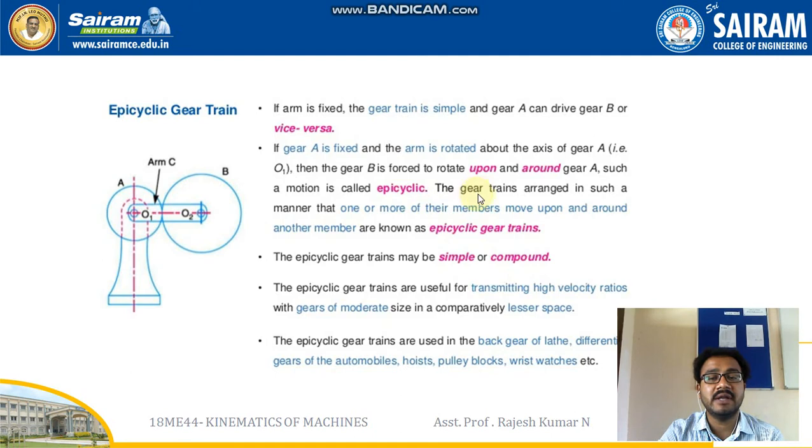Gear trains arranged in such a manner that one or more of their members move upon and around another member are known as epicyclic gear trains. The epicyclic gear trains may be simple or compound. Both cases will be there. The epicyclic gear trains are useful for transmitting high velocity ratios with gears of moderate size in comparatively lesser space. This is very important.